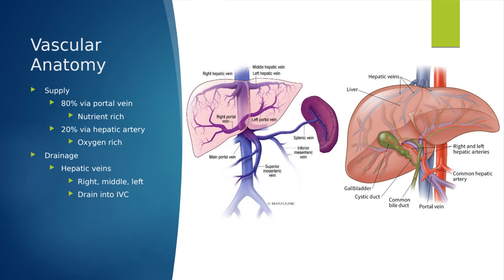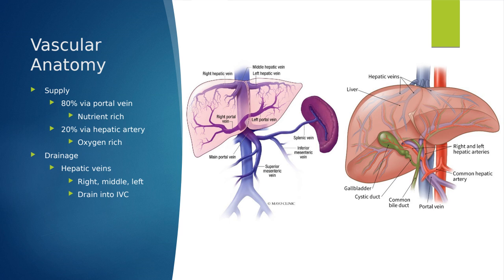Our liver is going to receive the majority of its blood supply by the portal vein, which is a little bit different than what we're probably used to. The other supply to the liver, a little bit less supply, is going to be through the hepatic artery. Now, the veins that are going to drain the liver are going to be the hepatic veins. We have 3 of them: a right, a middle, and a left. All 3 of those are going to drain into the IVC, which is going to bring everything back to the heart.